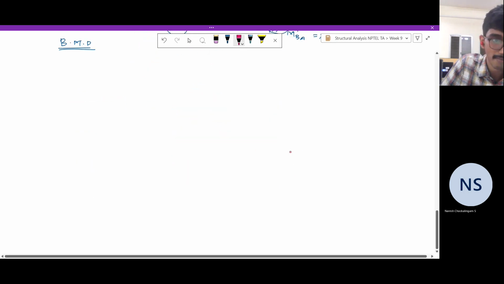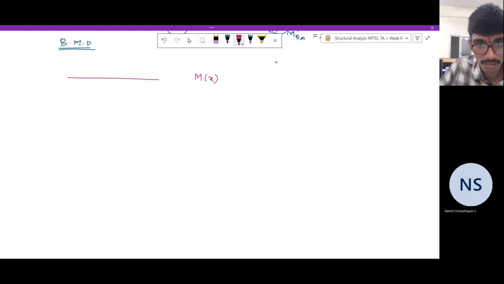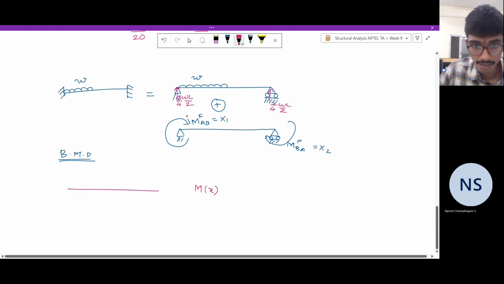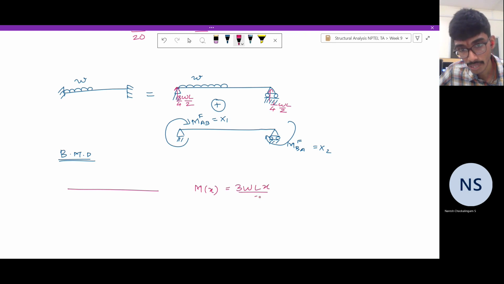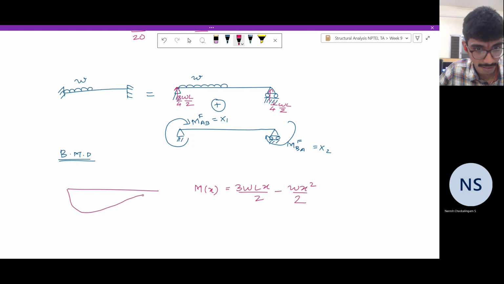So the bending moment diagram for the applied real loads is given by the expression 3/4 of WL by 2, which is 3WLx by 8, minus Wx squared by 2. So it's a parabola, but it's not symmetric about the center line. So it is something like this.